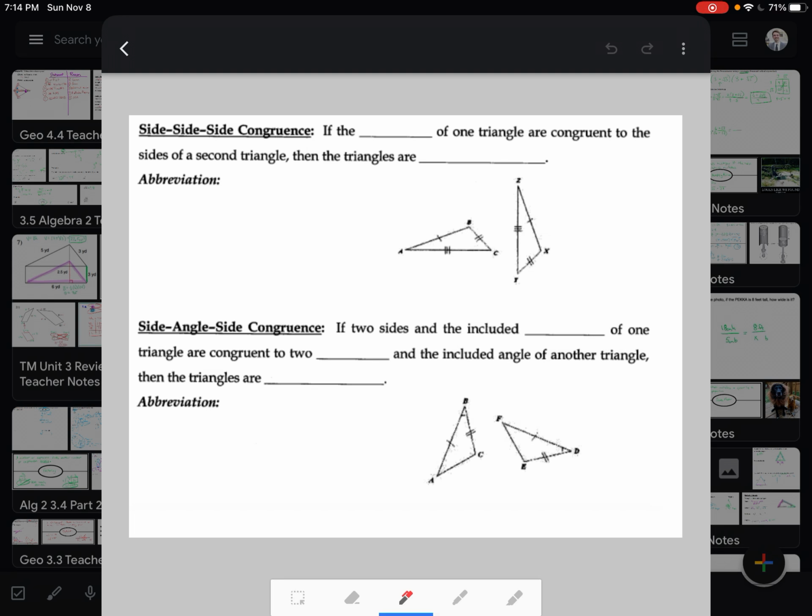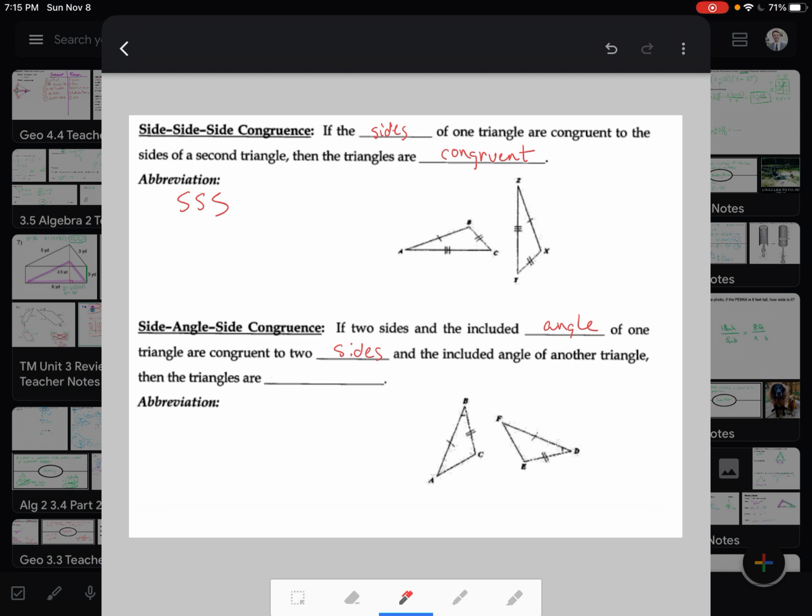All right, so two more tools that we can use in proofs. If you don't have any angles, there's no way to prove any angles, we can still prove the triangles are the same if all three of their sides are the same. So this one here, if the sides of one triangle are congruent to the sides of a second triangle, then the triangles are congruent. In a proof, we would call this SSS, or side, side, side. So if all three sides are the same, we know that everything else about these triangles is the same. There's no other way to fit them together if you have three side lengths that are the same.